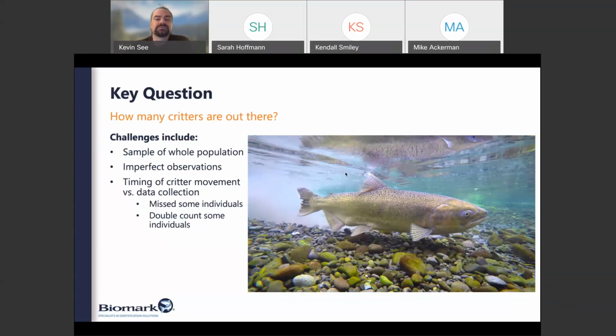There is sometimes a mismatch between the timing of critter movement and when you're collecting data, so that causes you to sometimes miss some individuals. How do you account for that? Sometimes these fish are moving back and forth, and occasionally you may double count some of them. How do you account for that so that you get an accurate estimate of how many of them are out there?